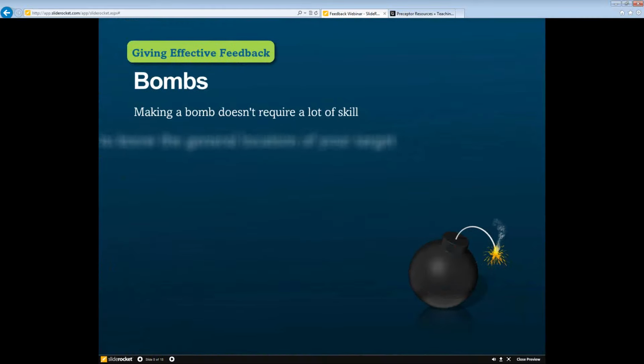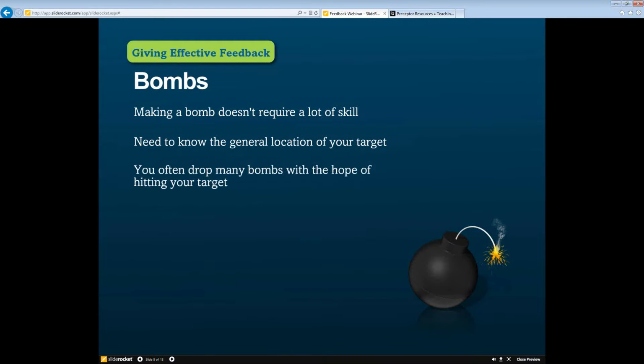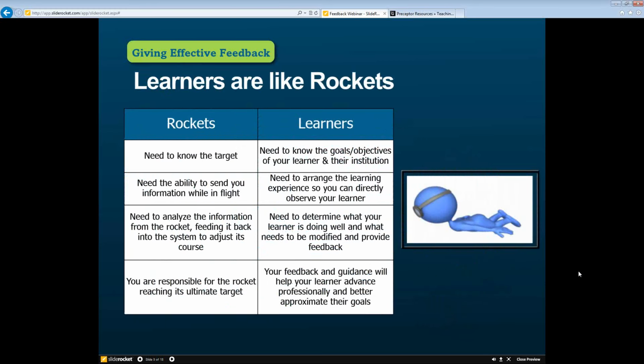Now, bombs, on the other hand, it doesn't take a lot to make a bomb. You can probably Google search how to make a bomb. You just basically need to know the general location of your target, and you hope that you can hit it, and most of the time you just throw a bunch of bombs at it. So, when it comes to giving effective feedback to our learners and students, we just don't want to be the person dropping a lot of bombs on them. So we'll go over some of these techniques to avoid that situation.